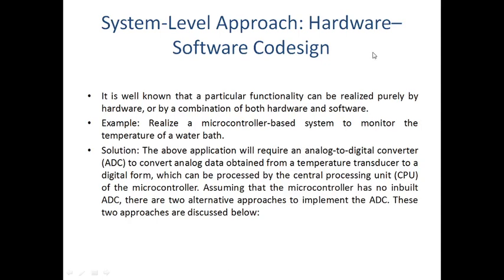In this video, I am going to explain the system level approach, that is hardware and software co-design. It is well known that a particular functionality can be realized purely by hardware. You already saw in previous chapters that if a functionality is given, we will develop hardware with respect to that functionality.